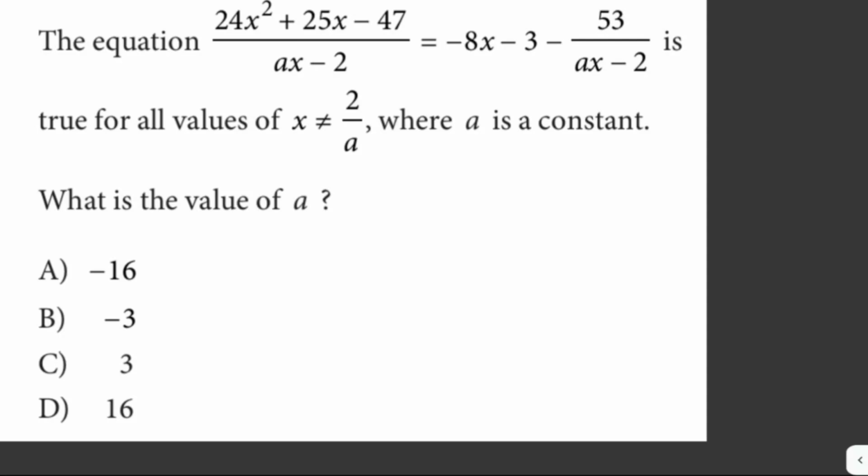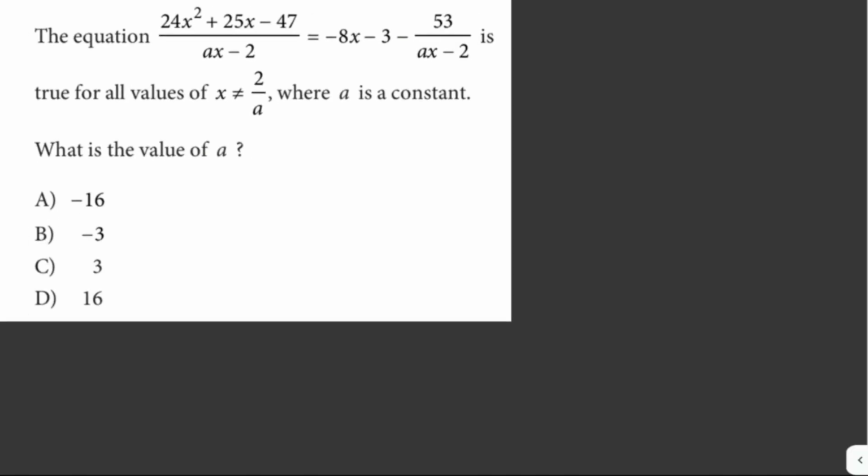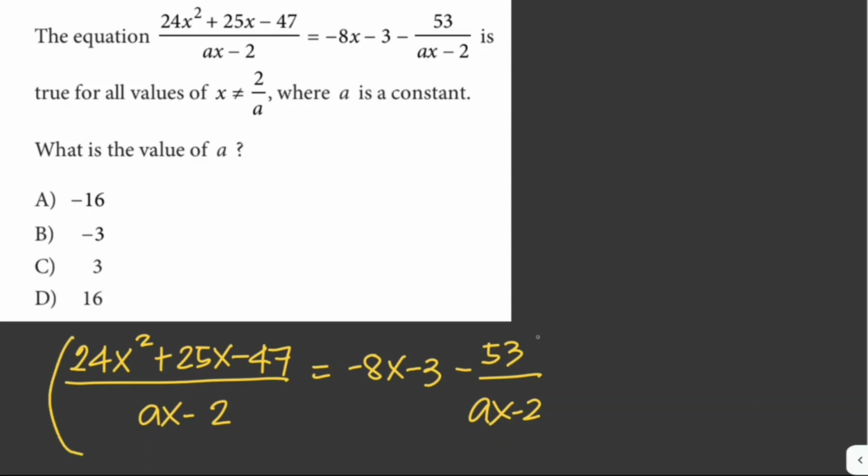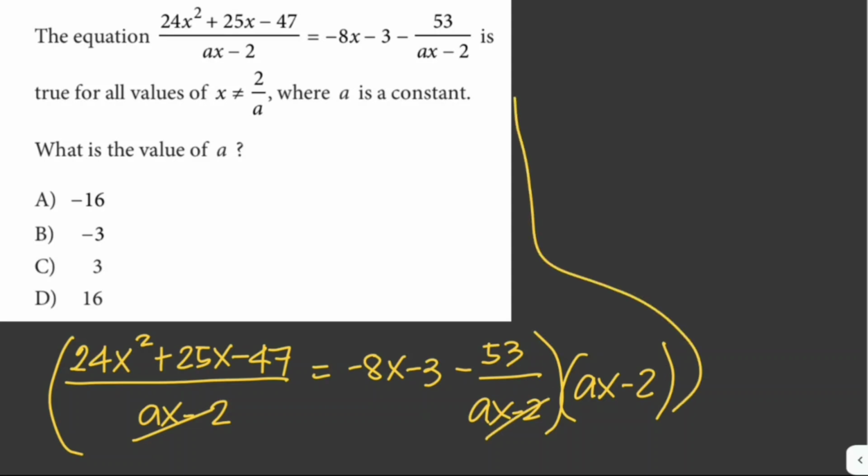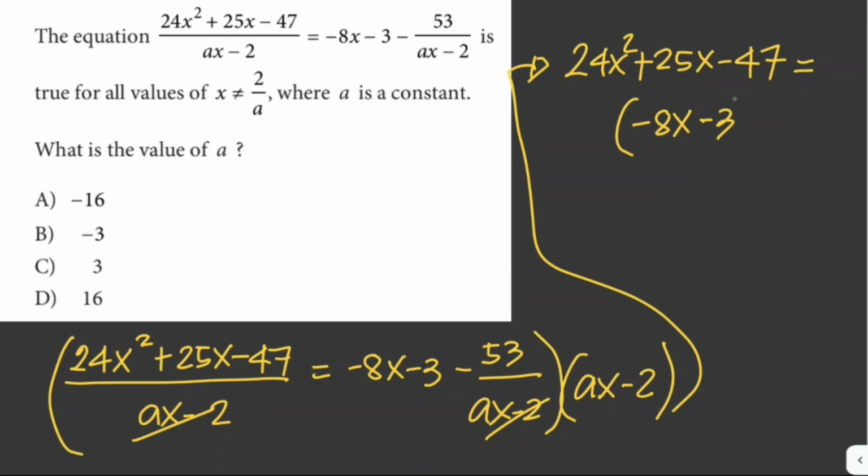So the first thing we do here is we multiply both sides by ax minus 2. So we have this, and then we multiply both sides by ax minus 2. So ax minus 2 cancels out here and here. So we are left with 24x squared plus 25x minus 47 equals (negative 8x minus 3) times (ax minus 2) minus 53.